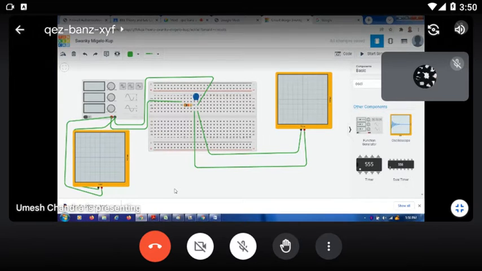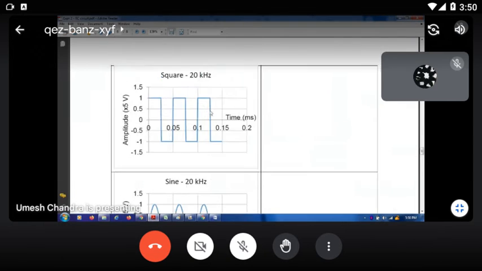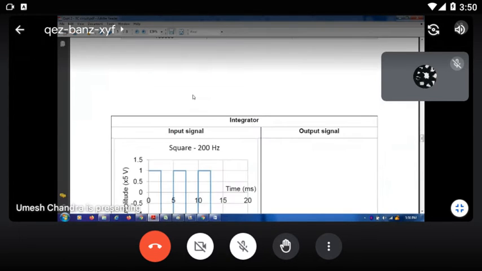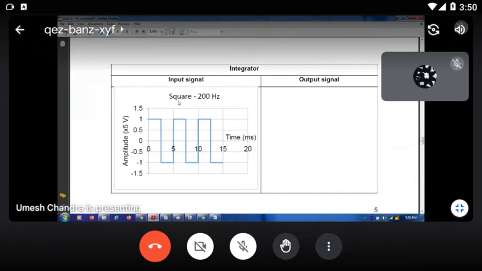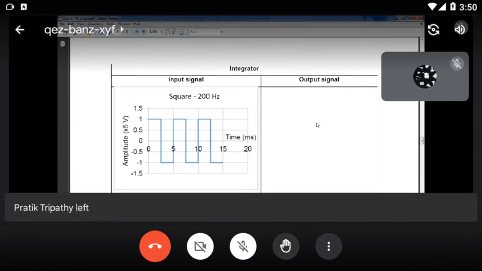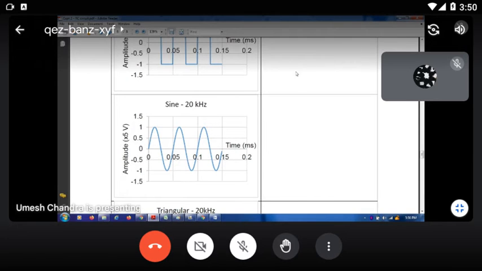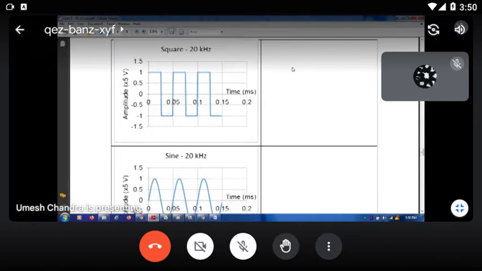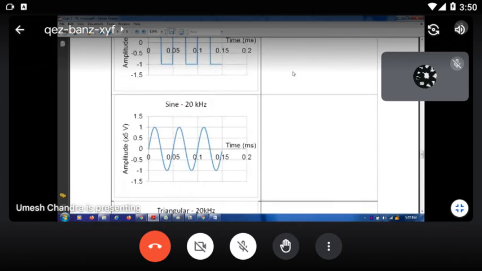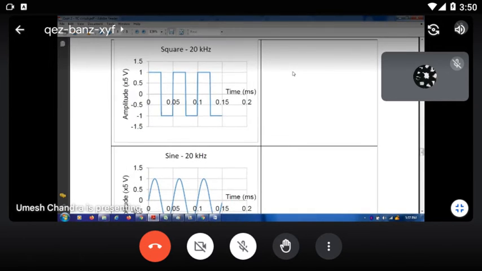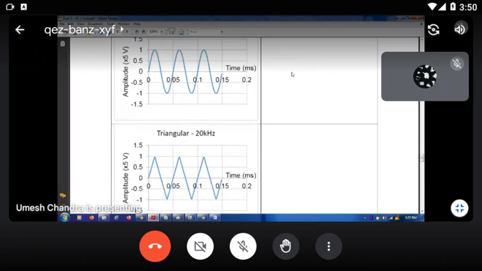And this is about your differentiator and integrator circuit. In the observation table, you fill up and draw. For a square signal at 200 Hz, you get the same signal. At 200 hertz the voltage is the same. But when you give 20 kilohertz, what is your output signal and what is your output voltage? You mention it here. You draw the waveform in freehand, but you mention the output voltage. What is your peak to peak output voltage? You mention that, and the waveform also.